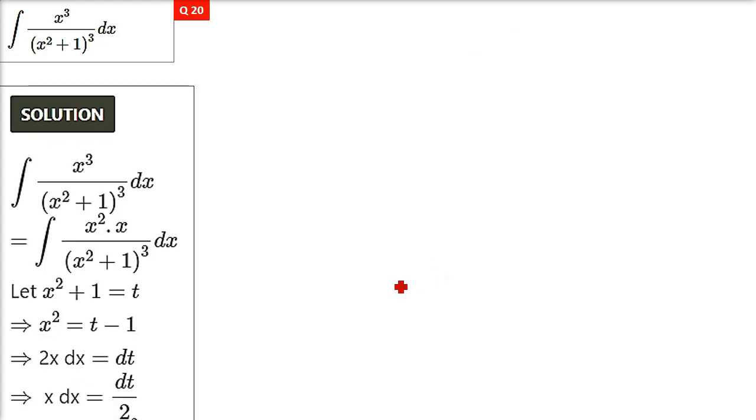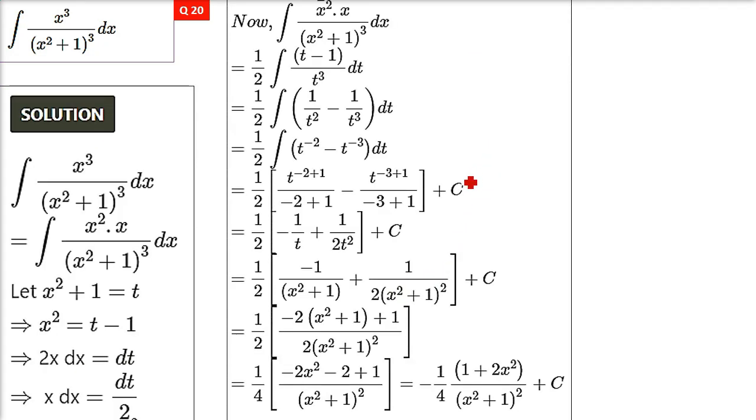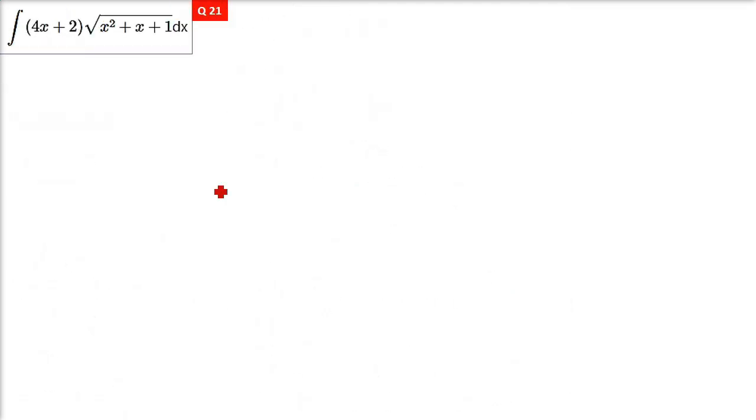So how it will be done? This is the whole way you have done. So I have interpreted this question myself and solved it in a different way. You can follow some other way.